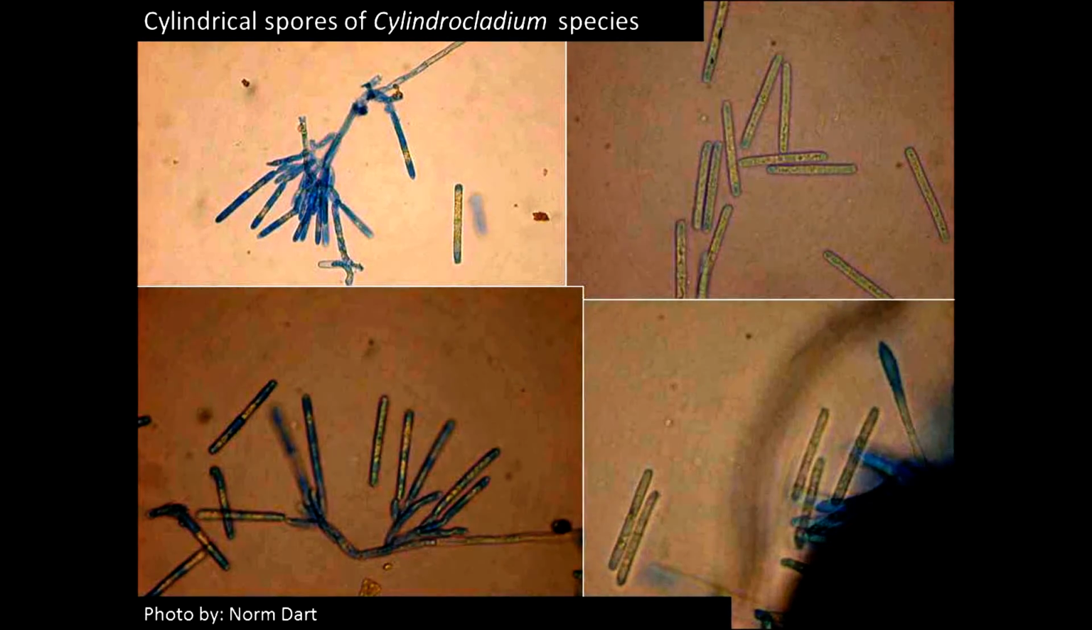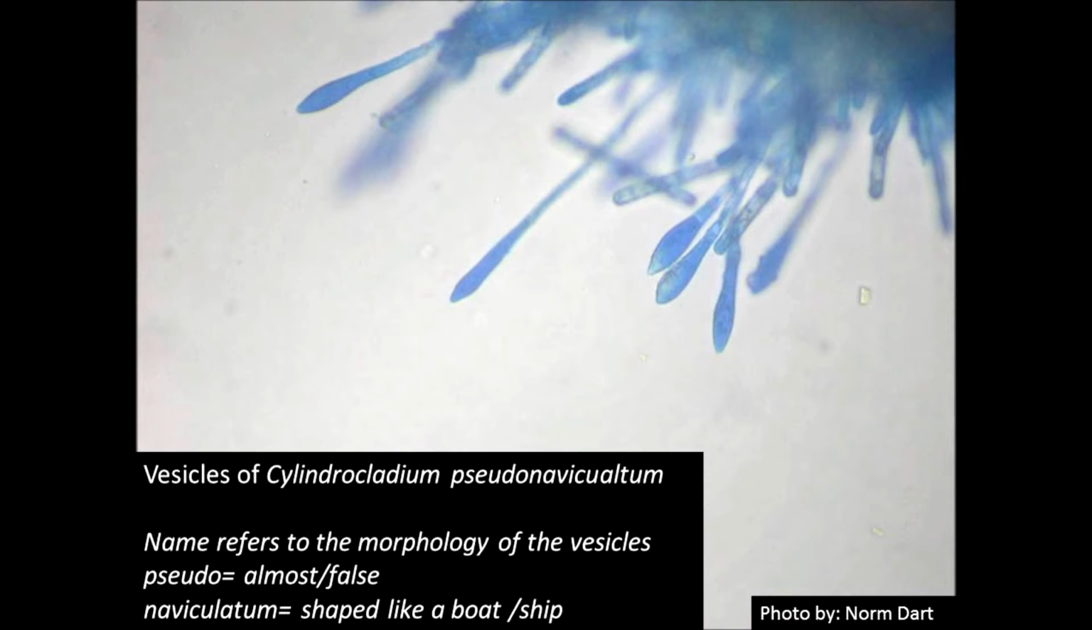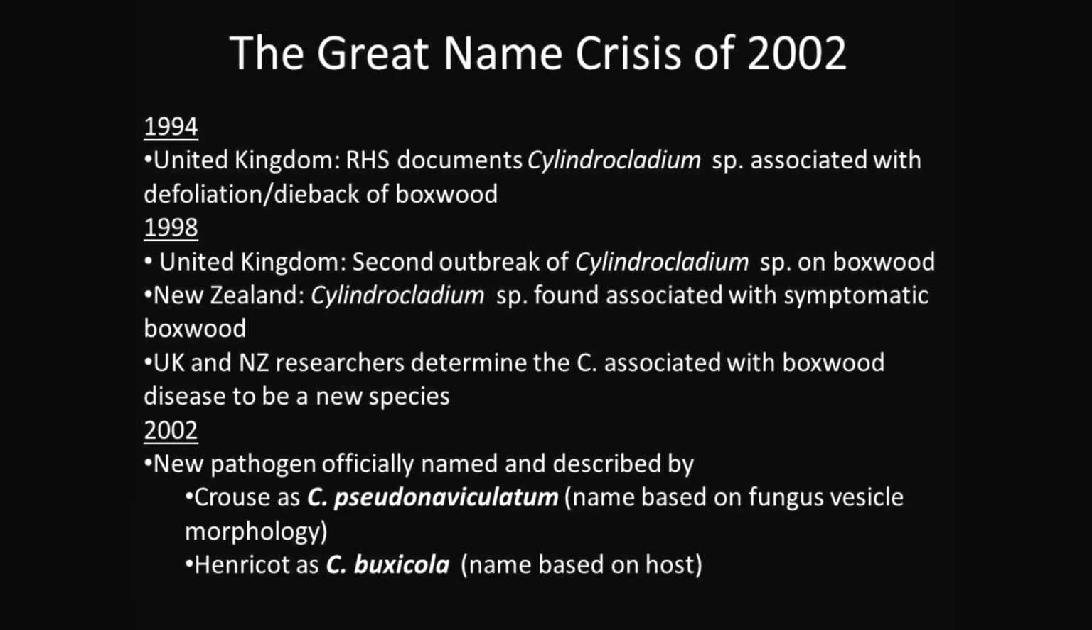In 2002, the newly described species was named and described by Pedro Crous as Cylindrocladium pseudonaviculatum. This name is based on fungus vesicle morphology. Patricia Henricot also named the fungus in the literature as Cylindrocladium buxicola. This is a name based on host. Both names are found in the literature currently, but Cylindrocladium pseudonaviculatum is technically the proper name as it was published in the literature first.